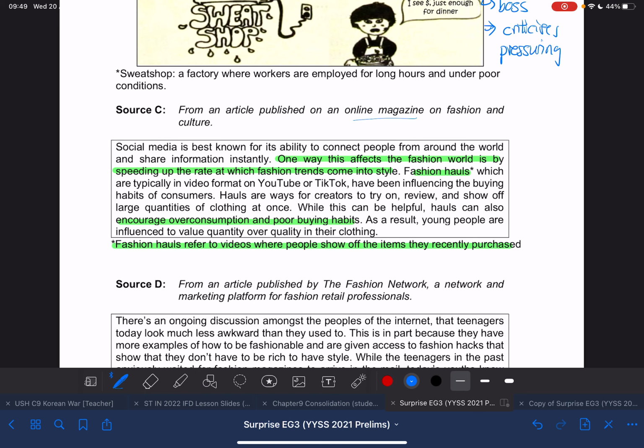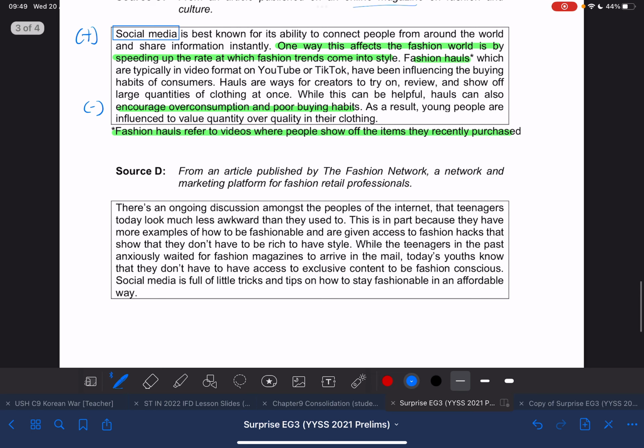So we are seeing several things in this paragraph, right? First thing, we are seeing the impact of social media. Okay, this could be good, could be bad. It speeds up the fashion trends. On the negative side, we start to see that these actually encourage overconsumption, meaning we buy more than we actually need. Now, that seems to be a problem, that seems to be a harmful impact of globalization of the fashion industry. Okay, now what do we see in source D?